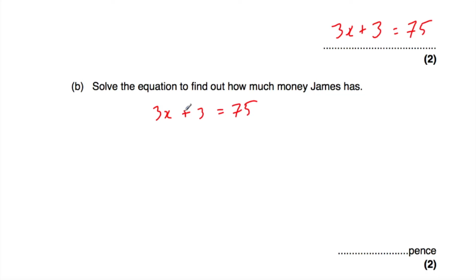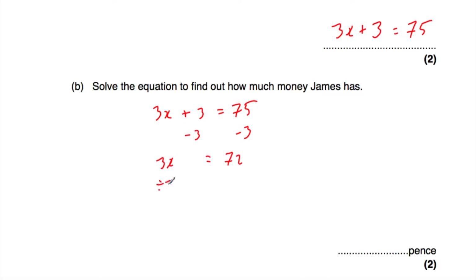And we want to solve this equation. So let's start by getting rid of this plus 3. If we want to get rid of this plus 3, we're going to subtract 3 from both sides of the equation. On the left-hand side, we'd just be left with 3x because we're taking away 3 to get rid of the plus 3. And on the right-hand side, we had 75. Take away 3, that's 72. So we've now got 3x equals 72. That's 3 times x is 72. We don't want this multiplied by 3. We just want to find out what x is.